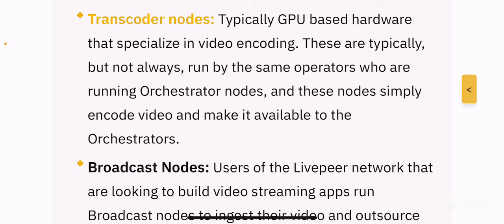And what is the main function of the transcoder node? It's basically to encode a video and make it available for the orchestrator nodes, right? So that they can process the video and validate it from there. And so that's the main functionality of the transcoder node.